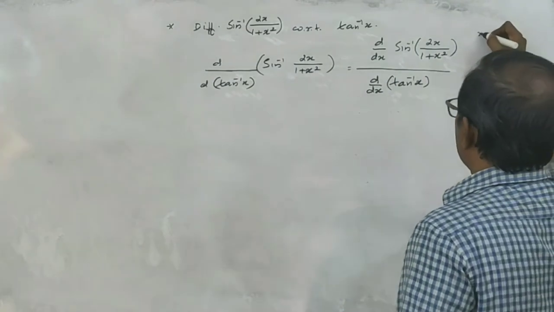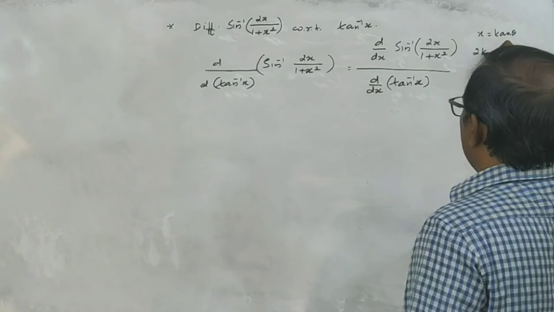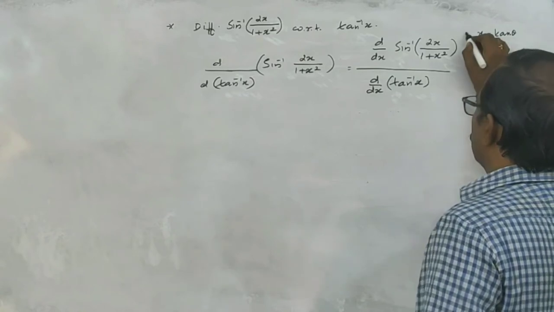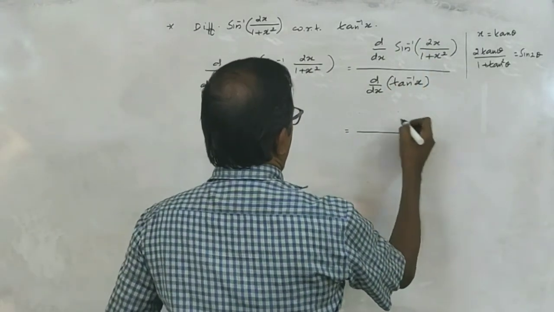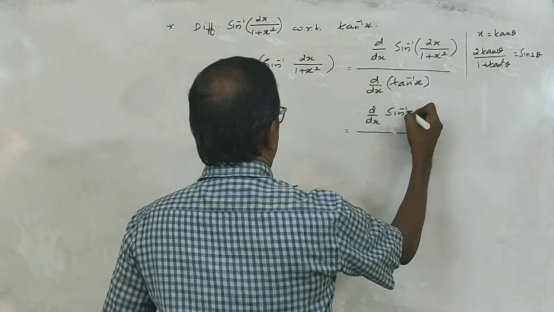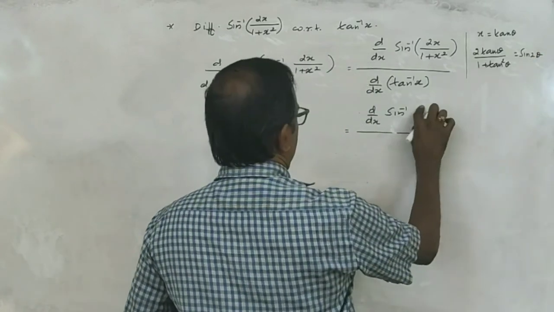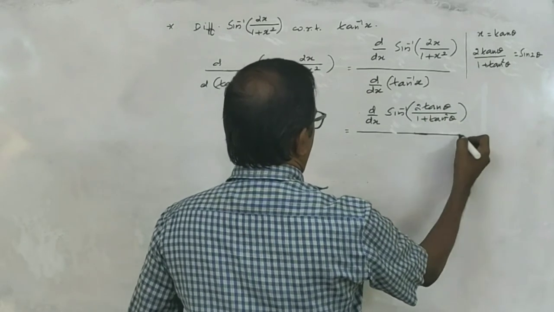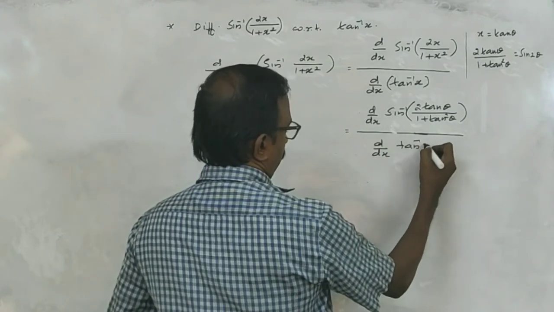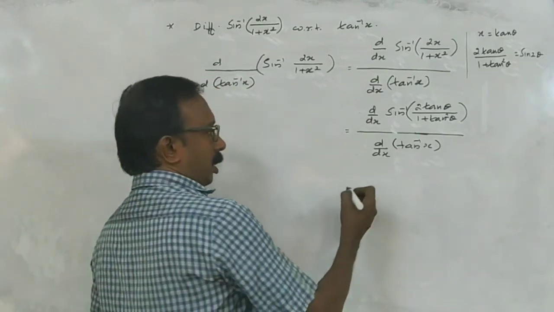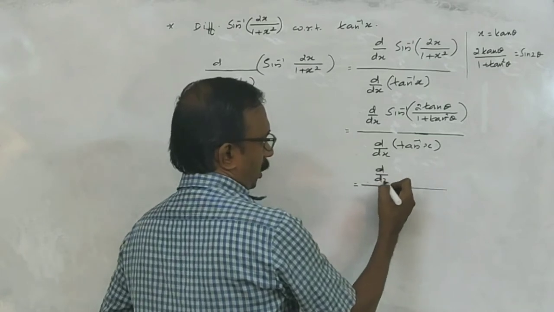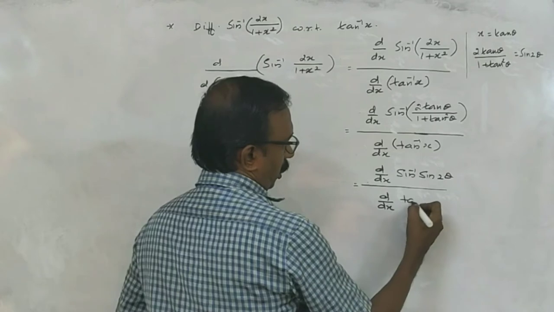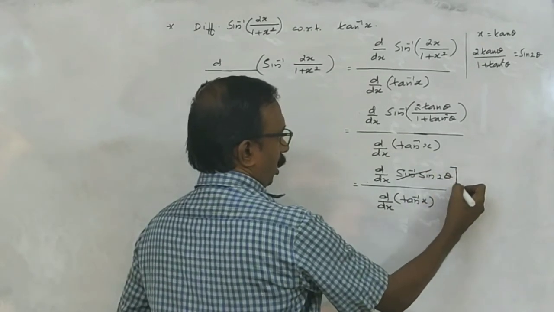In the numerator we put x equal to tan theta. So 2 tan theta by 1 plus tan square theta is equal to sine 2 theta. So here d by dx of sine inverse of 2 tan theta by 1 plus tan square theta, whole divided by d by dx of tan inverse x. 2 tan theta by 1 plus tan square theta is sine 2 theta. So d by dx of sine inverse sine 2 theta divided by d by dx of tan inverse x. Now sine inverse sine gets cancelled.